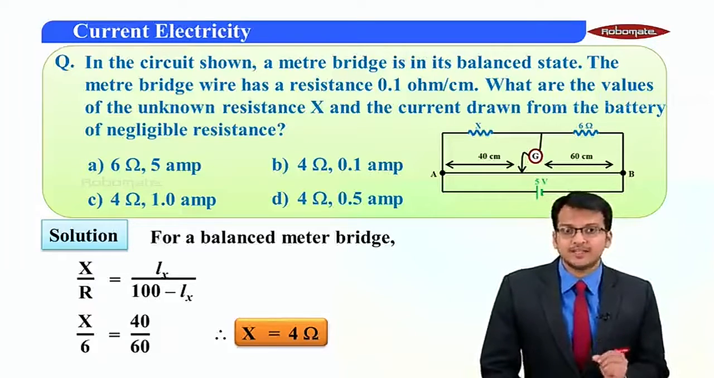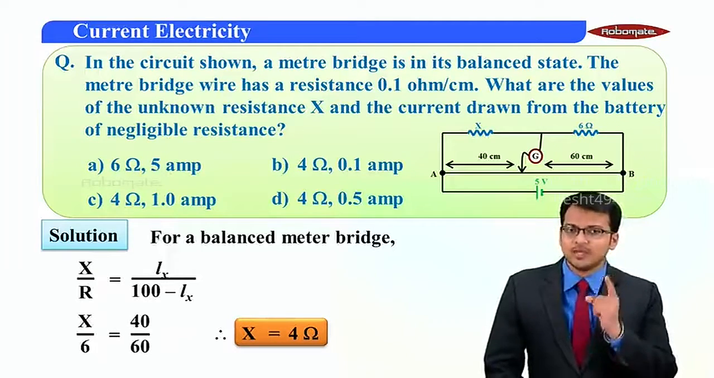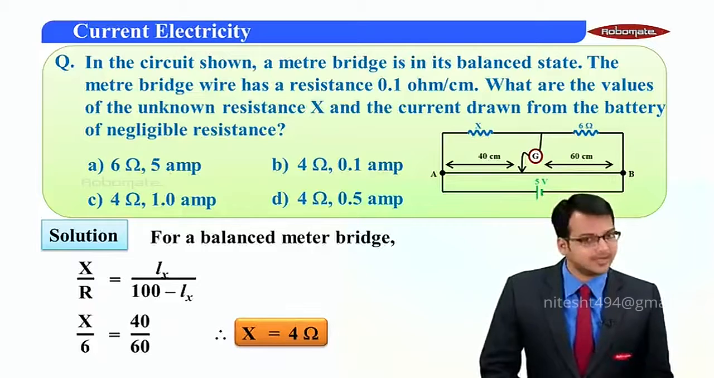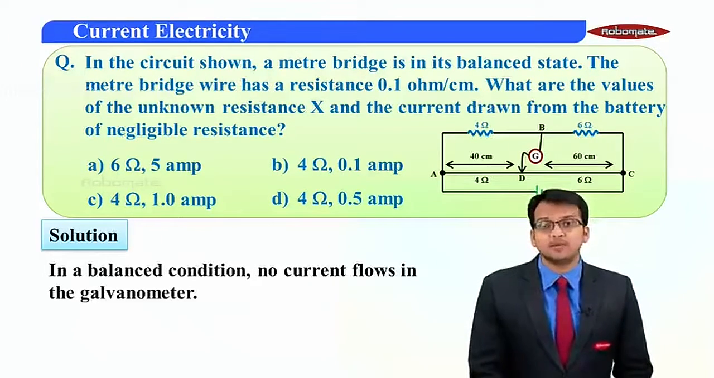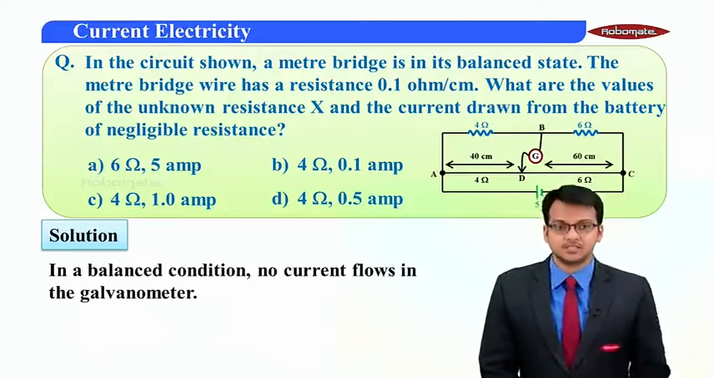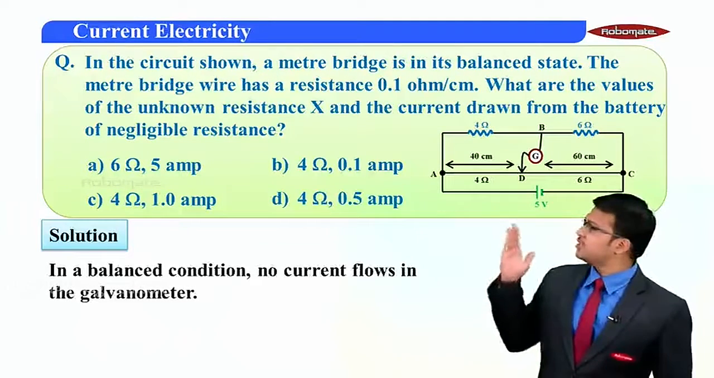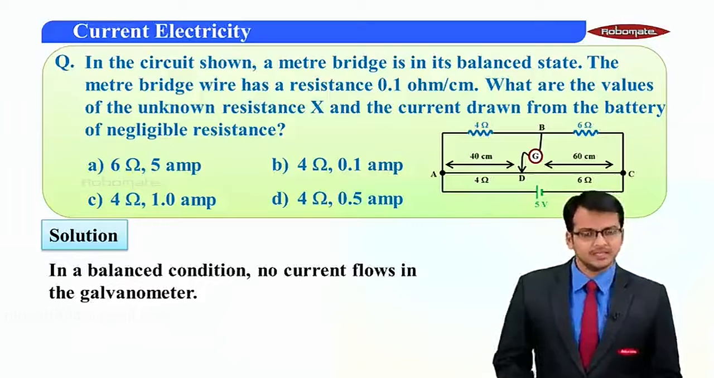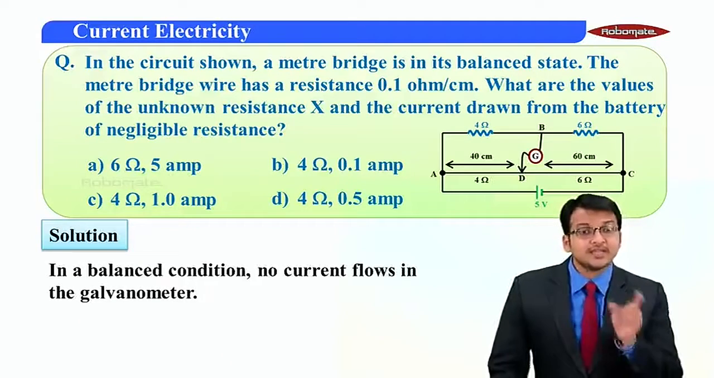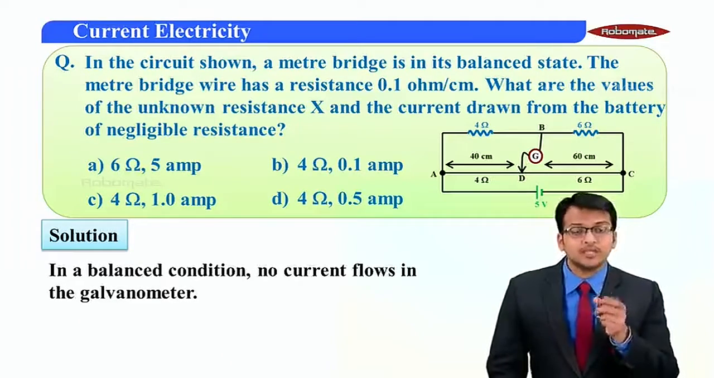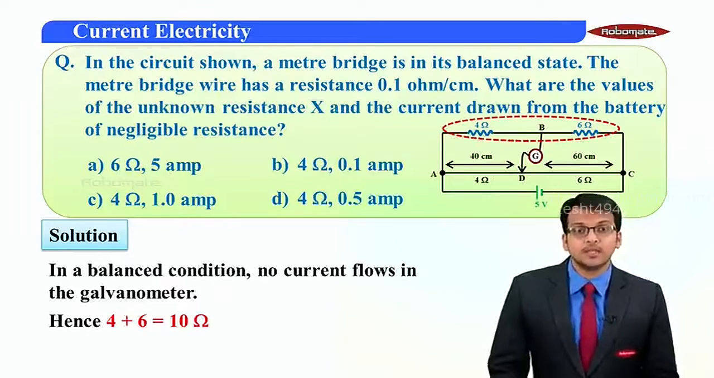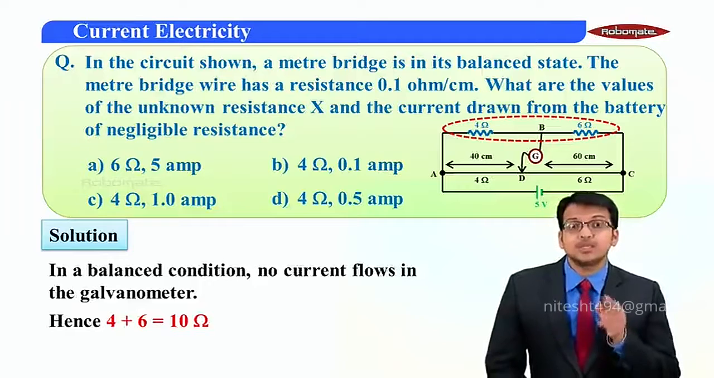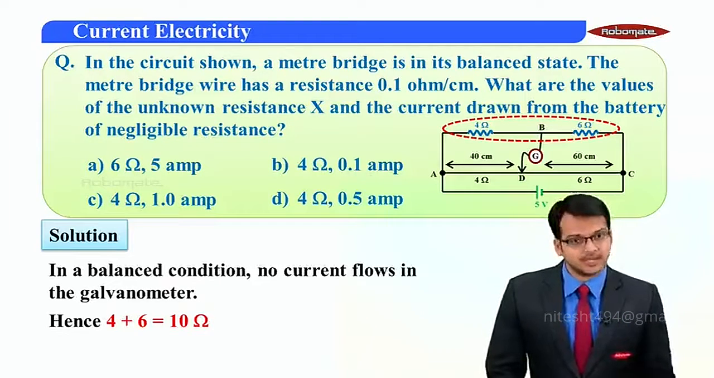Now, how do I find the current? Finding current has only one way, Ohm's law. So I is equal to V upon R. I am supposed to find the potential as well as the equivalent resistance. Can I not say that the potential is given as 5 volts? So I am only supposed to find the resistance, and I have already given you the hint that since current is not flowing through the galvanometer, the 4 ohms and 6 ohms are in series, which comes out to be 10 ohms.